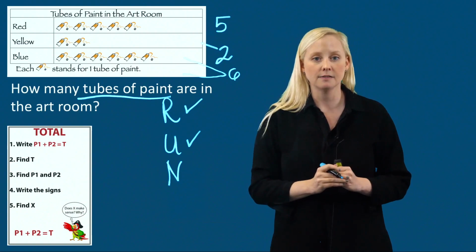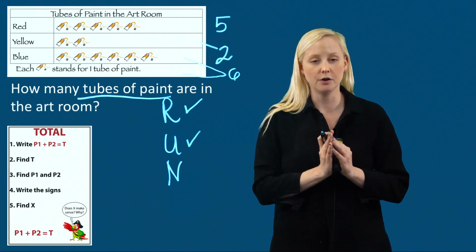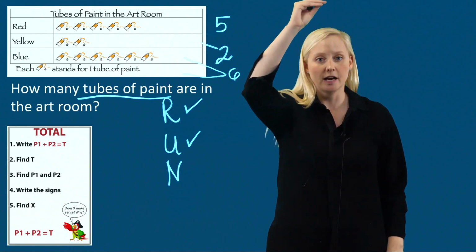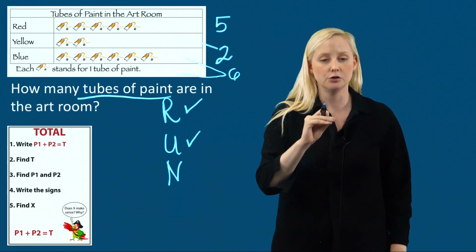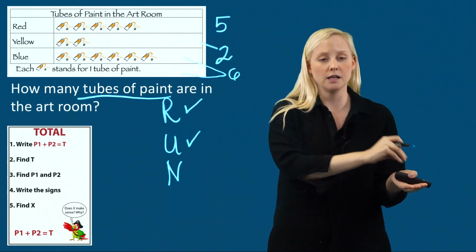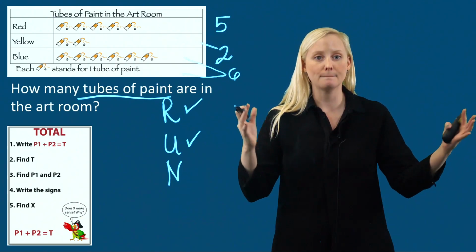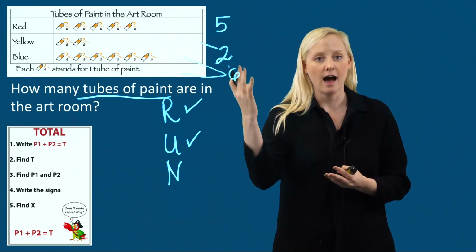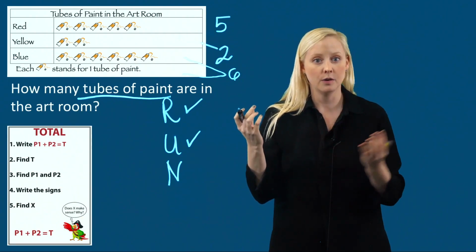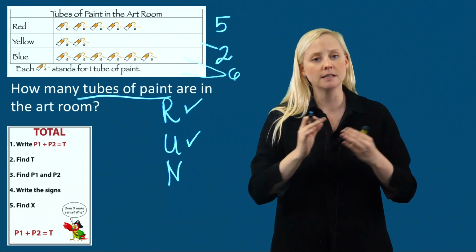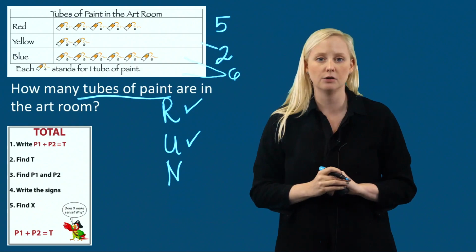Students need to ask themselves, are we putting parts together for a total? Are we comparing 2 amounts for a difference? Do we have a start amount that increases or decreases to a new amount? Or do we have groups with an equal number in each group? Here I have tubes of paint, and I'm putting the tubes of paint together. I have red, yellow, and blue, and I'm putting those all together. Because parts are put together for a total, I know this is a total problem.